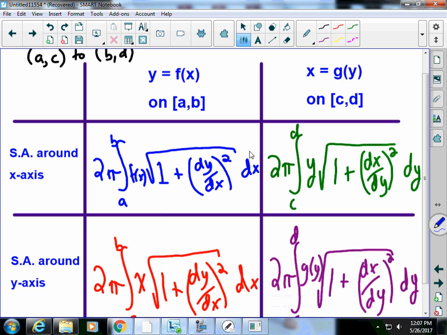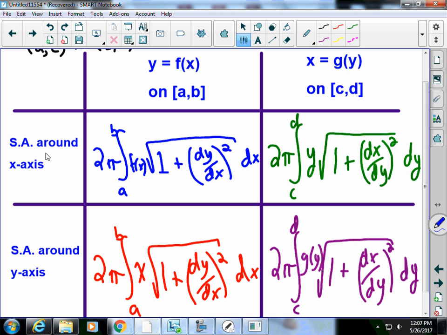This is in terms of x, right? So this whole column is in terms of x, this column is in terms of y. This is the row for going around the x-axis. This is the row for going around the y-axis. So let's talk about this. If I am in terms of x and I'm going around the x-axis, I use the function f of x. But if I'm in terms of x and I'm going around the y-axis, I use x for my radius. If I'm in terms of y, but I'm going around the x-axis, I use y for the radius. If I am in terms of y, and I'm going around the y-axis, I use g of y.